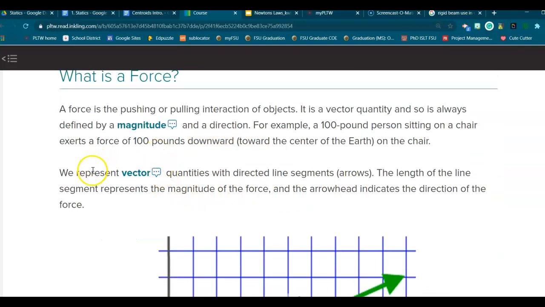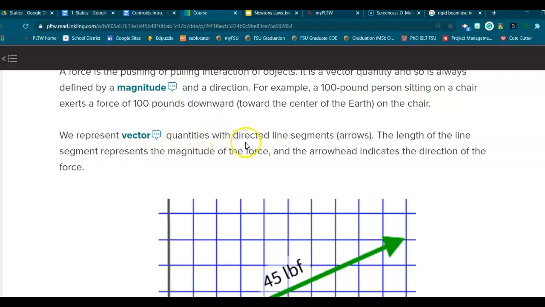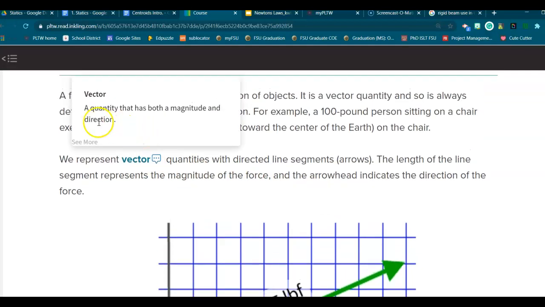So now let's look at a vector. We represent vector quantities with directed line segments. We use arrows. The arrow means that it's a vector. If it's just a line, it's not necessarily a vector, but an arrow indicates a vector. The length of the line segment represents the magnitude of the force, or how much, and the arrowhead indicates the direction of the force, or how far it's going. So a vector has two parts, right? Both magnitude and direction, how much and how far.